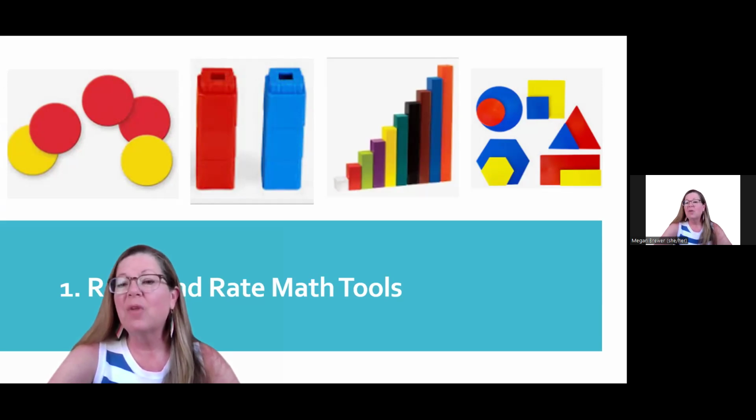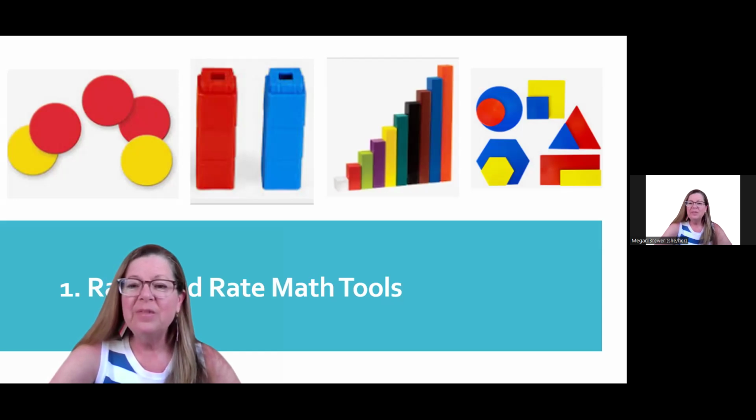Connecting cubes also could be called snap cubes or unifix cubes. Building ratio trains. Students can create trains of connecting cubes of different colors to represent ratios. For example, 2 red cubes connected to 3 blue cubes for a 2-to-3 ratio. This visually demonstrates the relationship between the quantities.